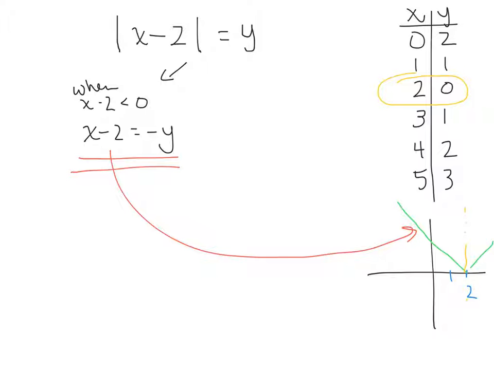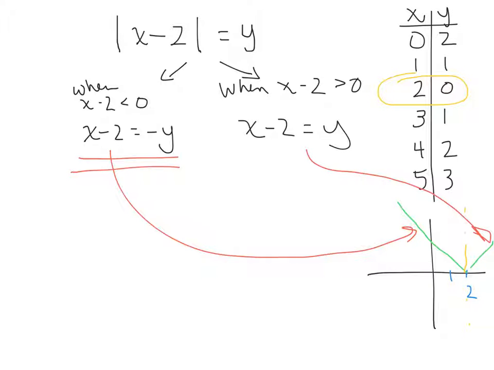So we also have the case when x minus 2 is greater than 0, then when you take the absolute value of it, it doesn't change it at all. So that means x minus 2 must equal y instead of the opposite of y. And that's going to give us the equation on the graph, the linear graph on the right-hand side.